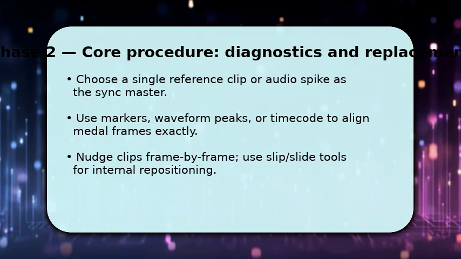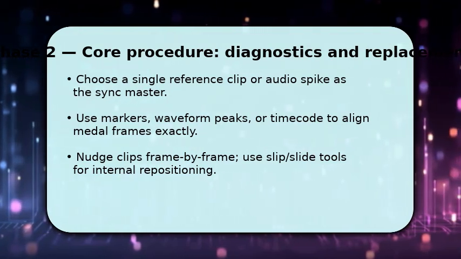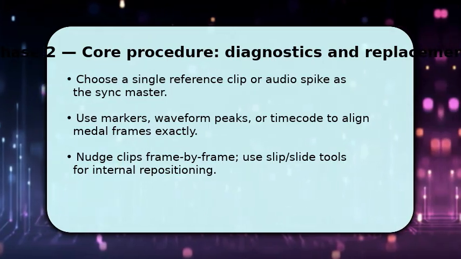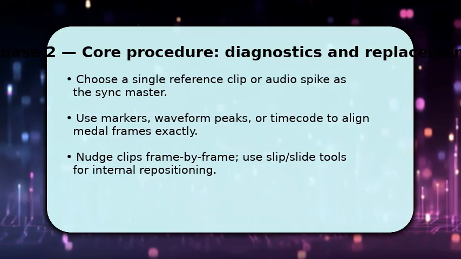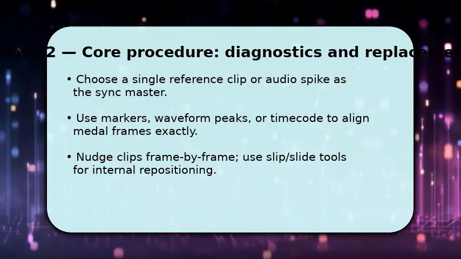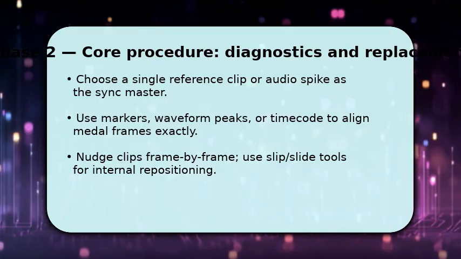You choose one reference clip, usually the clearest metal frame or an audio spike, and make it your master. Drag other clips beneath, then align their marker to the master marker. This gives you visual parity. If audio exists, match waveform peaks to confirm. Use frame-by-frame nudges and slip or slide tools to adjust internal timing without changing clip length.